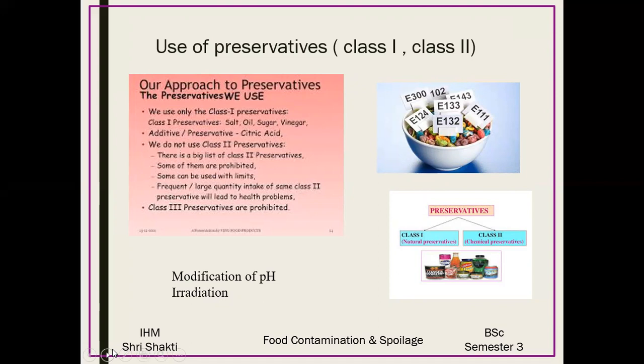Next, modification of pH and irradiation. Modification of pH means we are either increasing or decreasing the pH to increase the shelf life. Irradiation uses new packing technologies like CAP, controlled atmosphere packing, MAP, modified atmospheric packing, and RFID, that is radio frequency identification number. When you're processing these products, you are putting them under various UV lights, which might increase the shelf life of the products. But these rays are harmful over a long duration of time.